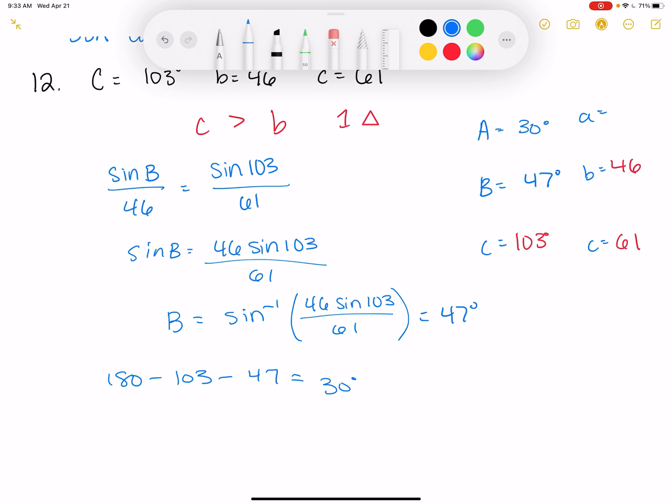Okay, so we get angle A just by doing 180 minus 103 minus 47. So we have our other two angles. It's got to be equal to 180. And then we can use the same thing we did for B, but for A.